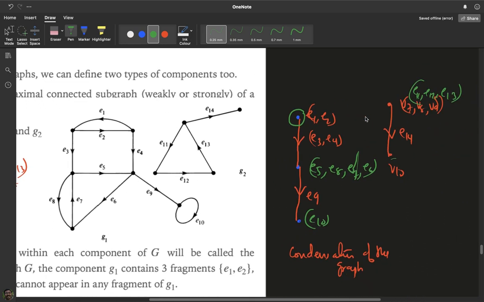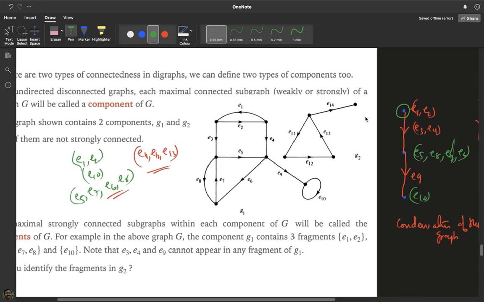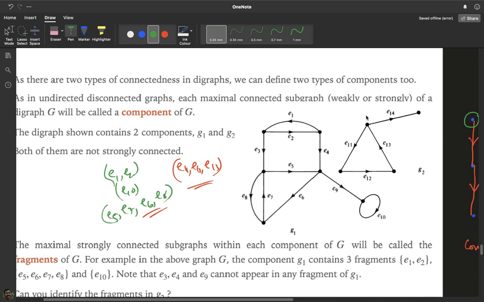I hope it is clear what condensation is. For that, you need to understand components of a disconnected graph. Then you have to understand what we mean by fragment. A fragment is a maximal possible strongly connected subgraph of a component, and now you are reducing these subgraphs into a single vertex. And if there are many edges from one fragment to another, you will represent them by a single edge. So that is what is meant by a condensation.